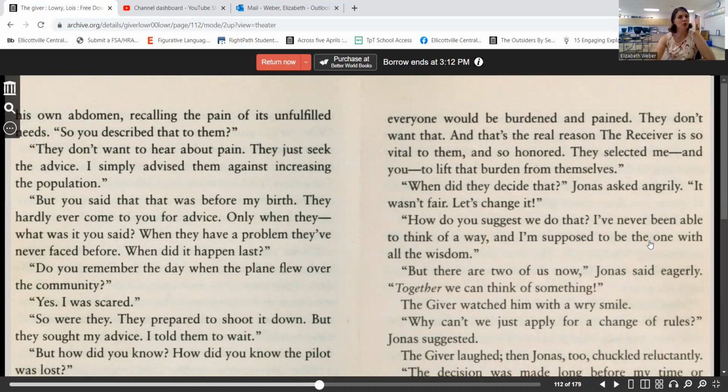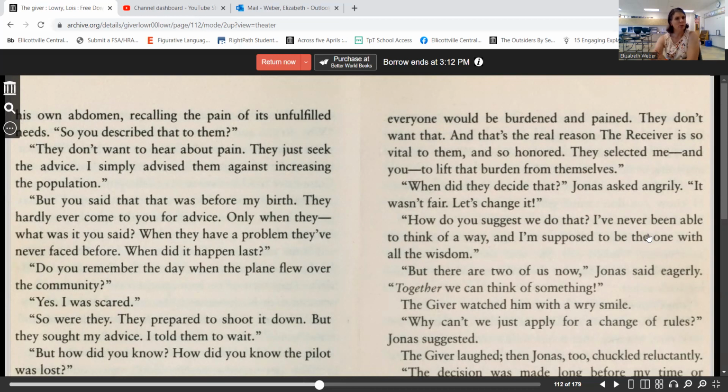So you described that to them? They don't want to hear about pain. They just seek the advice. I simply advised them against increasing the population. But you said that was before my birth. They hardly ever come to you for advice, only when what was it you said? When they have a problem they've never faced before. When did it happen last?